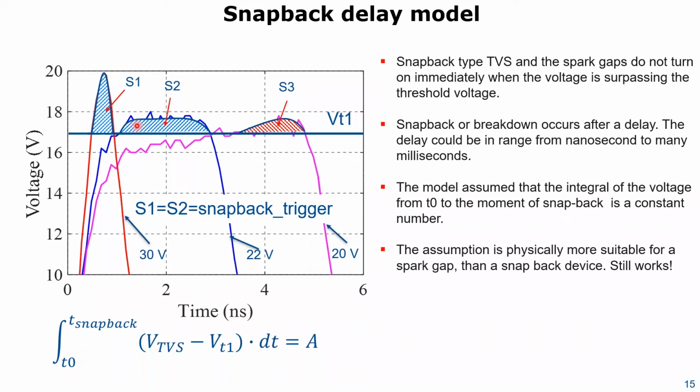Here the same, S2, this time 22 volt TLP, much less. So we don't go as high, but it takes longer. So S2 and S1 should be the same. Actually, it doesn't look like it in this diagram. Now, in this case, S3 wasn't enough. There was simply no snapback. The pulse just ended. This is how, for example, snapback is modeled.